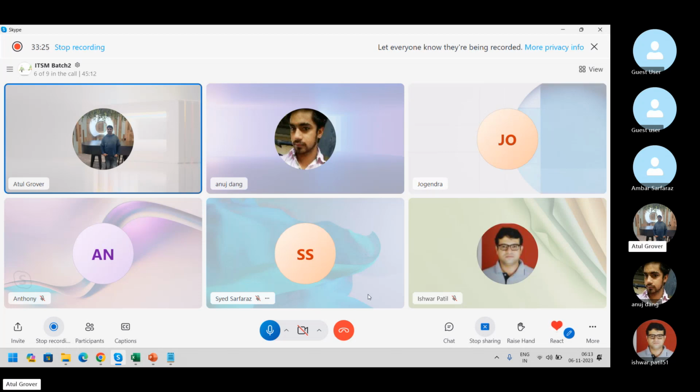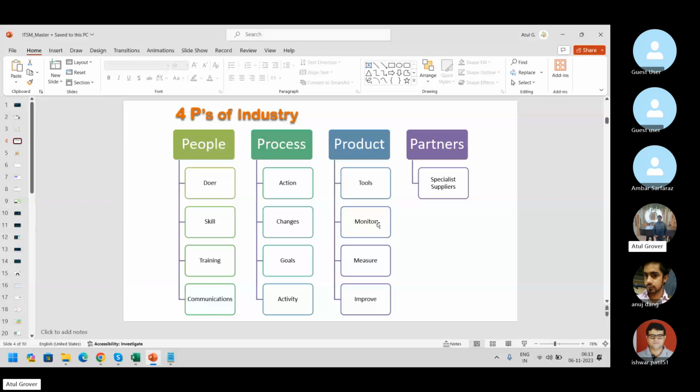What is that? That is the monitoring part. And every week they have a meeting to measure that. So they pick up their outcomes and they measure it with the help of the product, to see where we are.